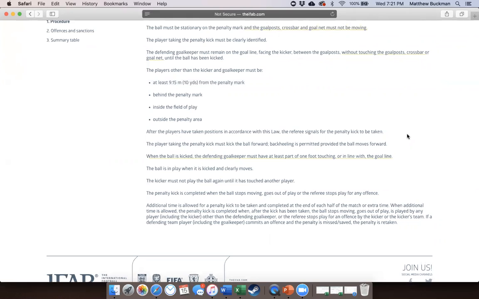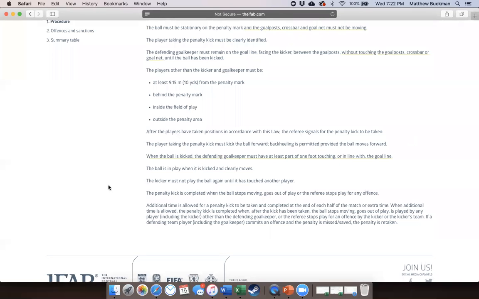One last little thing here, additional time is allowed for a penalty kick to be taken and completed at the end of each half or at extra time. So the reason we have this, the penalty kick is completed when the ball stops moving, goes out of play, or the referee stops play for any offense, is because if you're into stoppage time or if you call a penalty kick with 15 seconds left on the clock, it's going to be impossible to set everything up the way that it needs to be and administer that penalty kick in 15 seconds.